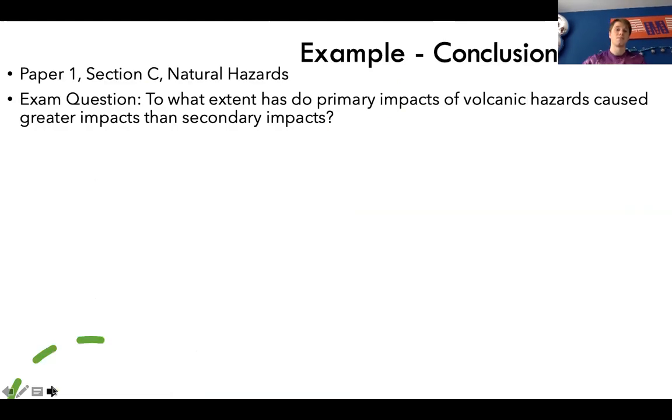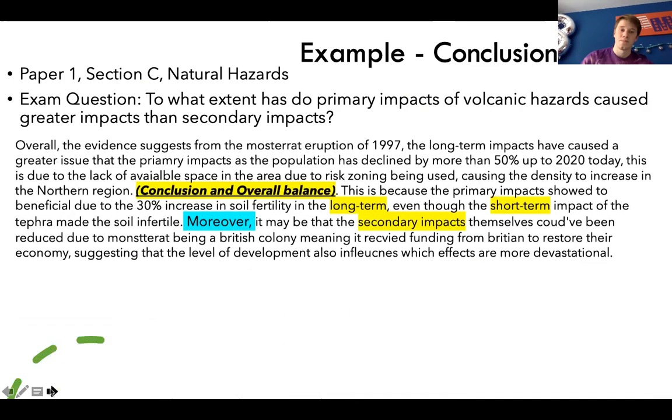So here we are. For this one, I've taken it from paper 1, section C in natural hazards, where I discussed to what extent do primary impacts of volcanic hazards cause greater impacts than secondary impacts. So that's a bit wordy, I know, but that was the question they gave you. So basically, they were saying, are primary impacts or secondary impacts worse? And this is what I wrote for my conclusion.